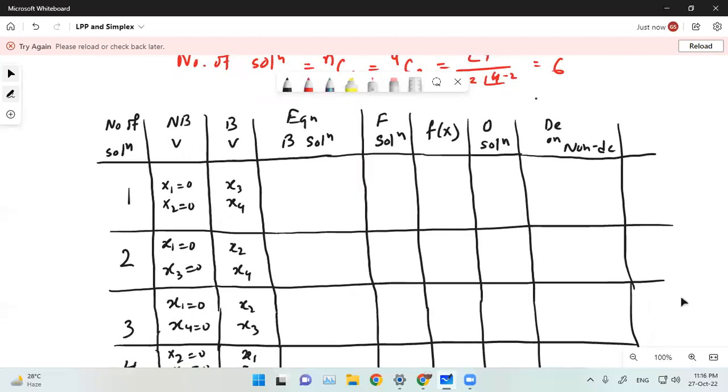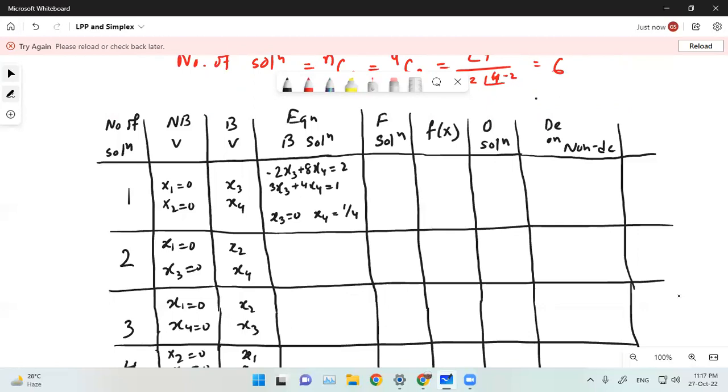Okay, so just eliminate x1 and x2, write the equation, then we're going to get minus 2x3 plus 8x4 equal to 2, minus 3x3 plus 4x4 equal to 1. So this will give us x3 equal to 0 if we solve it using the calculator, and x4 equal to 1 by 4.